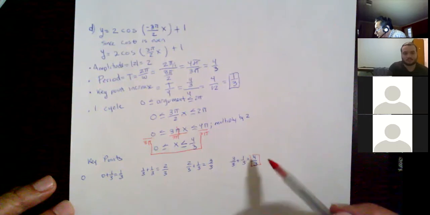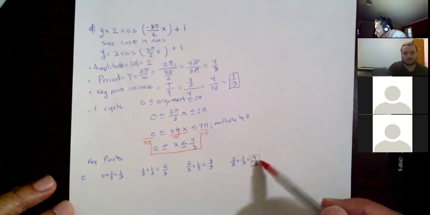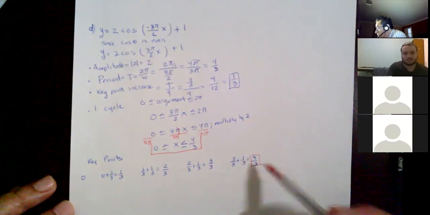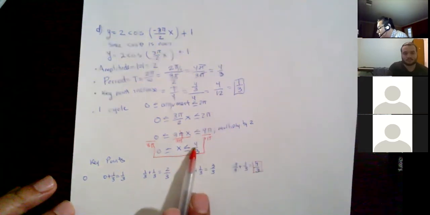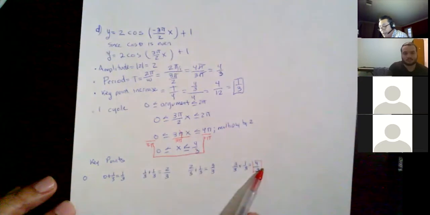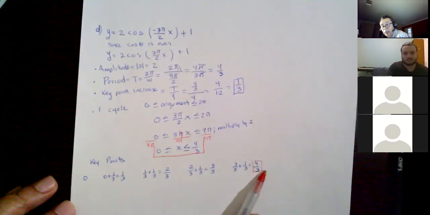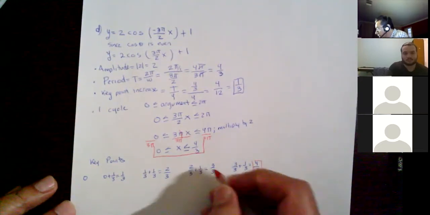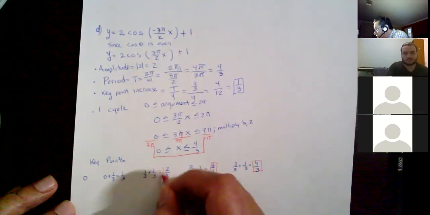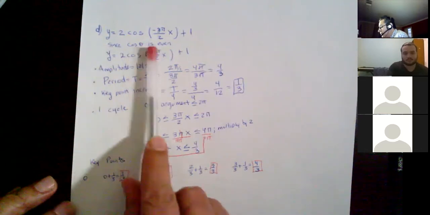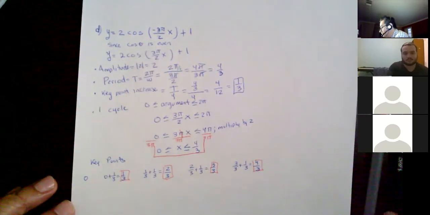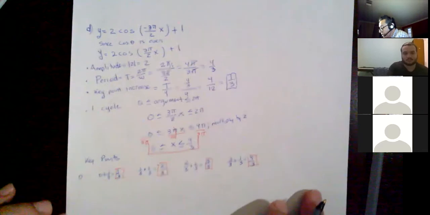Notice, how do we know what would be the last? Because this key point should also be the end of the cycle. These two are the same. That's another way to know where you guys stop. So these are the key points that we're gonna be using to graph this function right here. Now we're ready to graph, you guys.